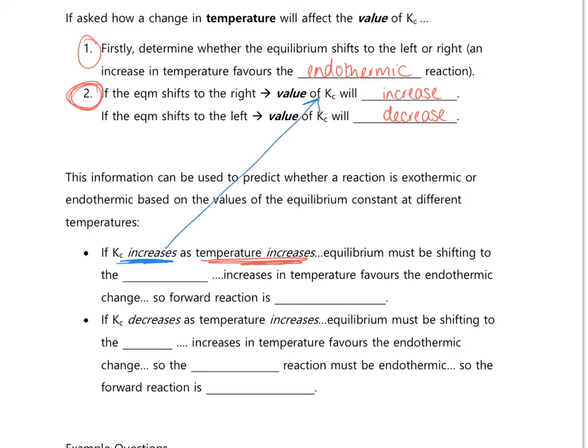We can tell that the equilibrium has shifted to the right. Okay, so equilibrium must have shifted to the right. What do we know about increases in temperature? They favour the endothermic reaction. So the forward reaction, because it's moving to the right, must be endothermic.